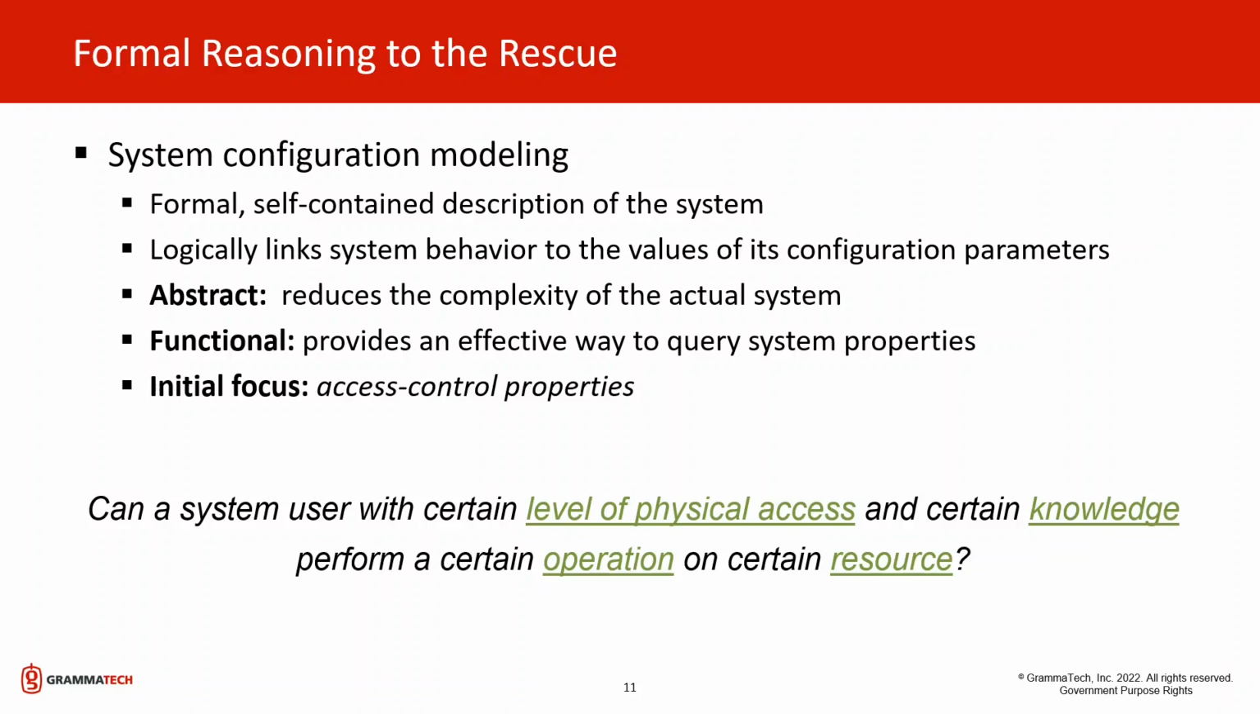Our initial focus was on access control. The high-level property we were targeting was what system resources are accessible to a particular human user. A human user being an actual person that has a certain degree of physical access to the system, as well as certain knowledge of system credentials.